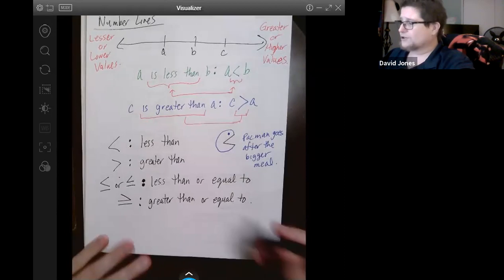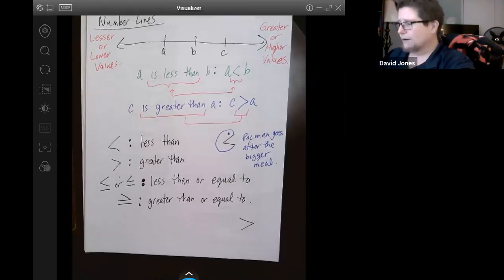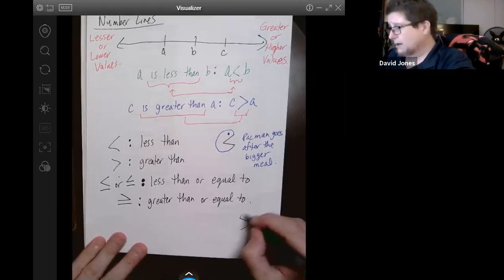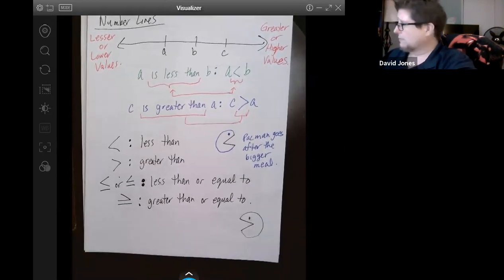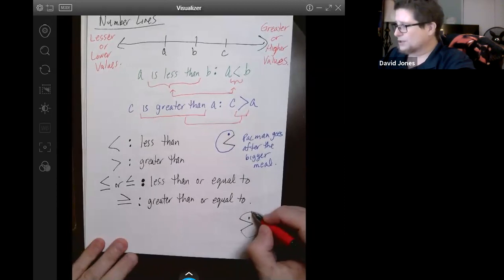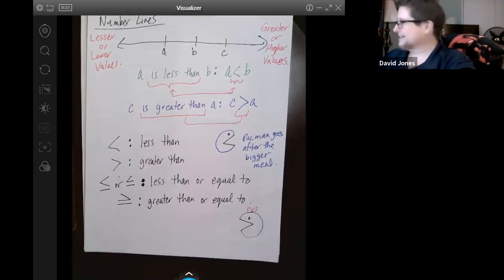But we don't have to restrict it to Pac-Man. We could, why not? We could do Miss Pac-Man, right? And what do they do to make Miss Pac-Man? They just put a bow on Pac-Man's head. Fun.